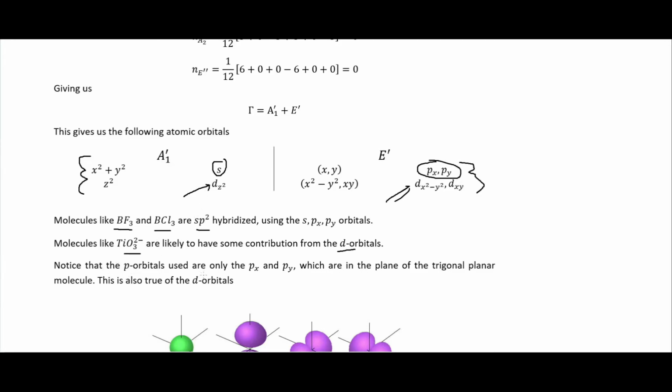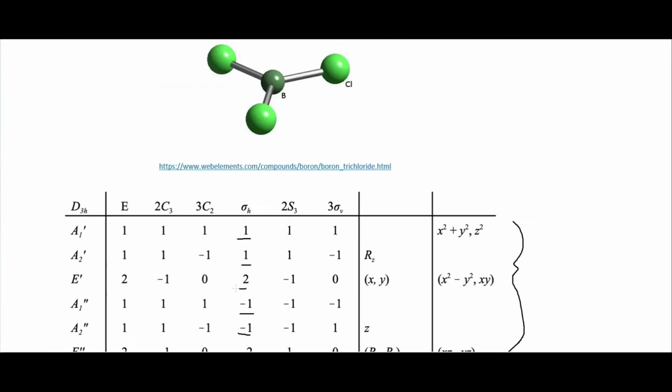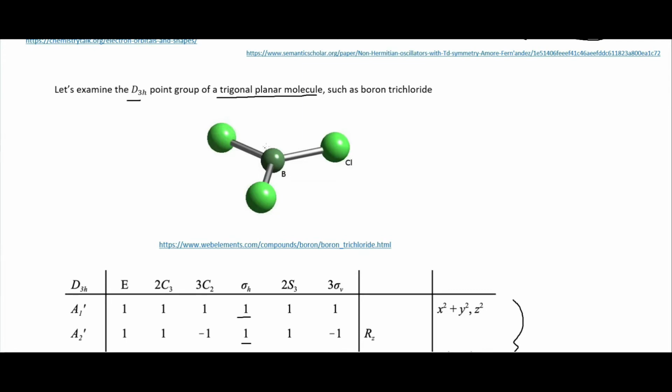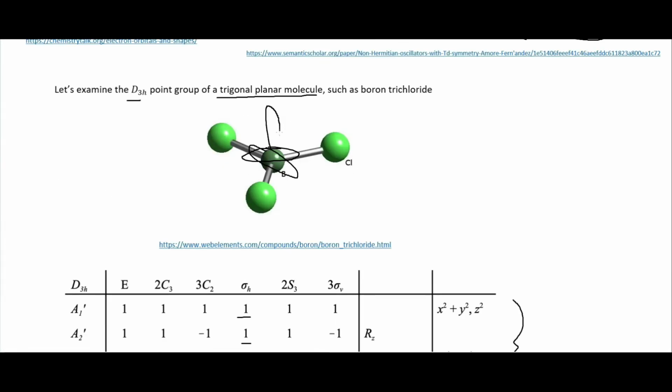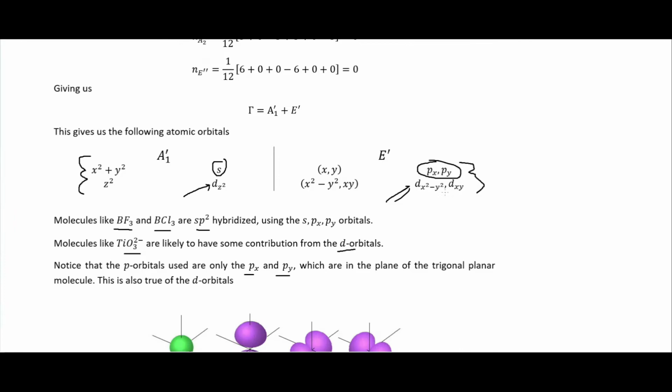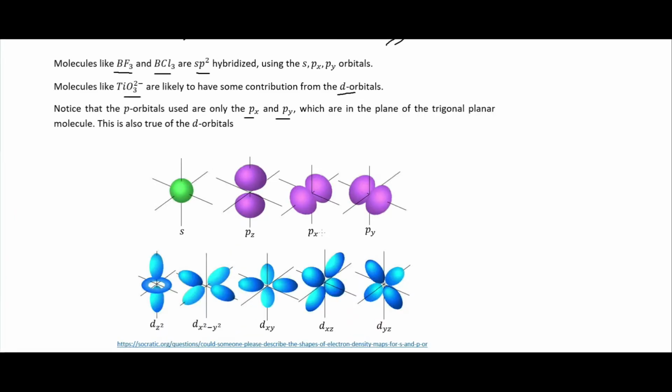So notice that the p orbitals used are only the px and the py, which are in the plane of the trigonal planar molecule. So we have this trigonal planar here, and only the px and py, which are in this plane here, will get used for the hybridization. The pz, which would be sticking up and below the plane like that, is not going to get used in the sp2 hybridization. And we'll see in a little bit that it can then be used in pi bond formation for double bonds.